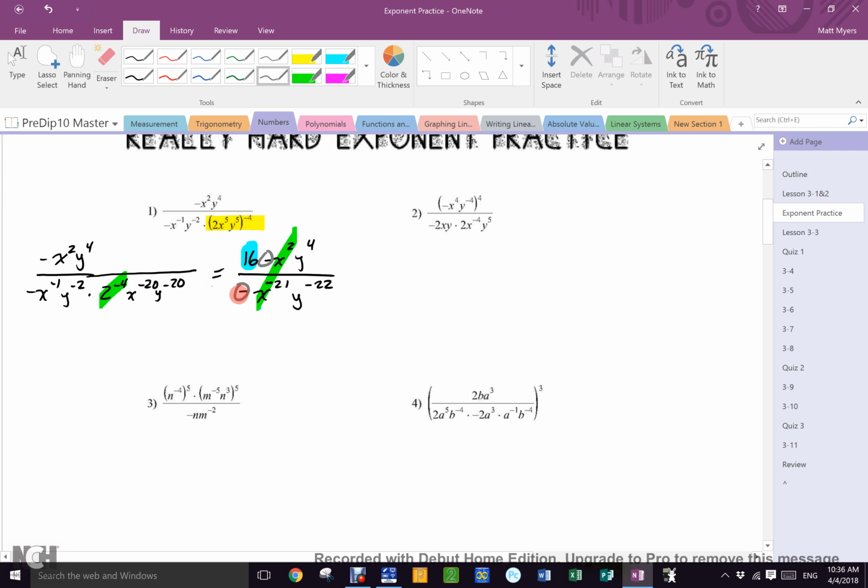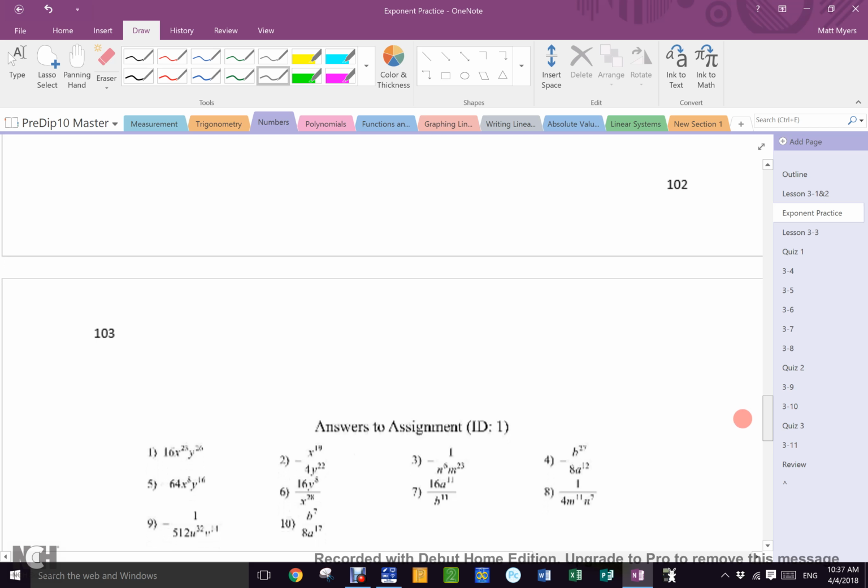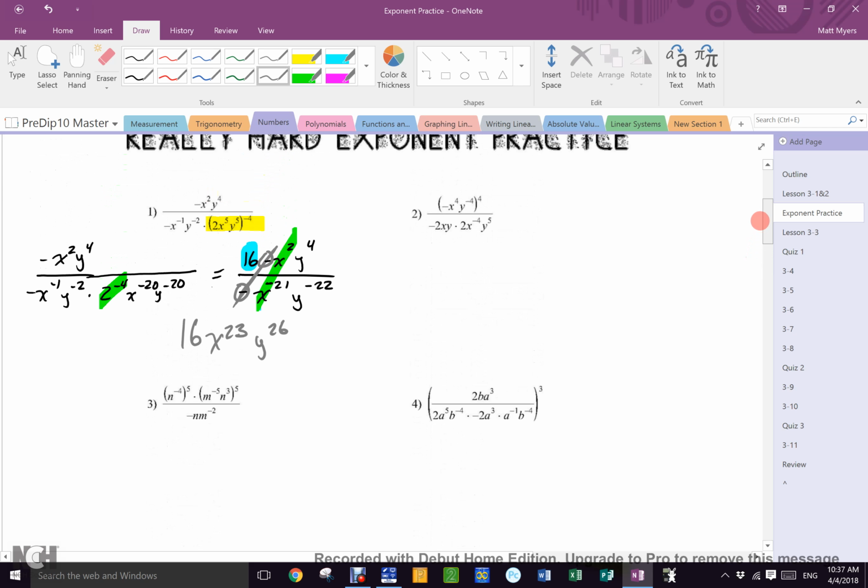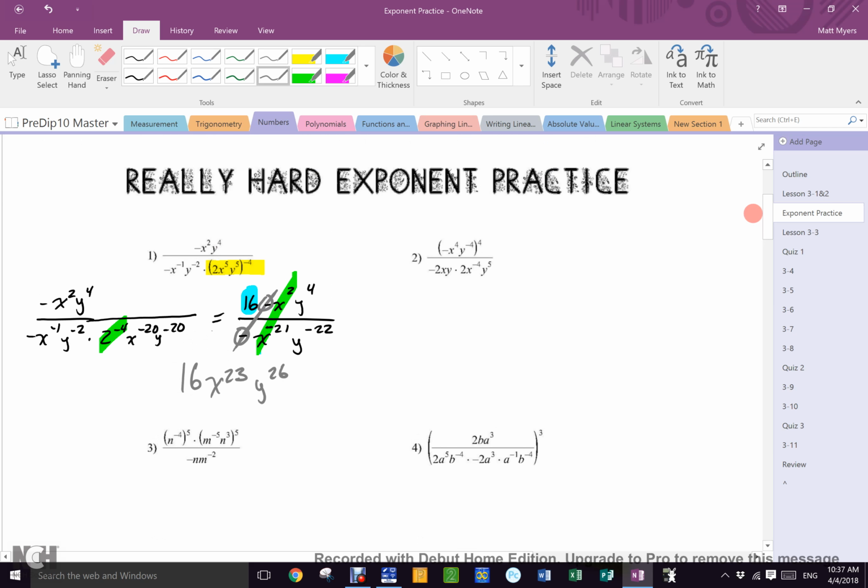Okay. There's a negative base on the bottom and a negative base on the top, which means you have a negative divided by a negative, right? So what happens? It cancels out, so the negatives are gone. 2 minus negative 21 is what? 23. X to the 23. 4 minus negative 22. Y to the 26. And 16 out front. Then we check. And oh look, 23 and 26. Everybody good? Now please notice it took a lot of writing.